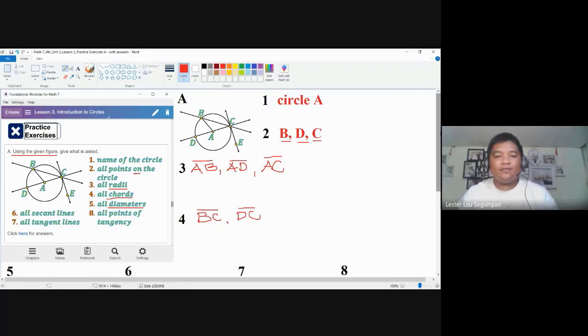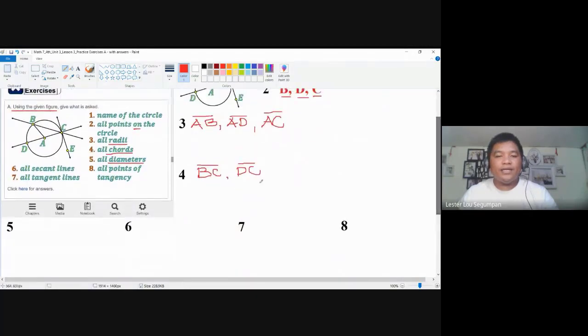So for this given figure, we have here the diameter for number five. So we will be having the chord DC, or the diameter DC, as a line segment. That is actually number 5.